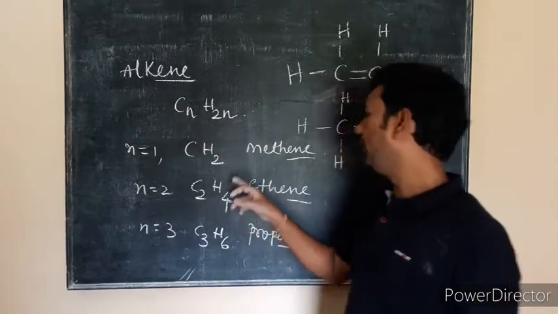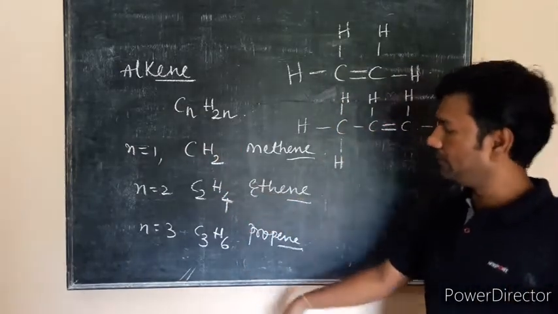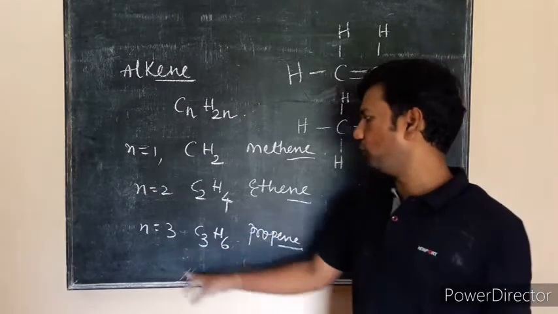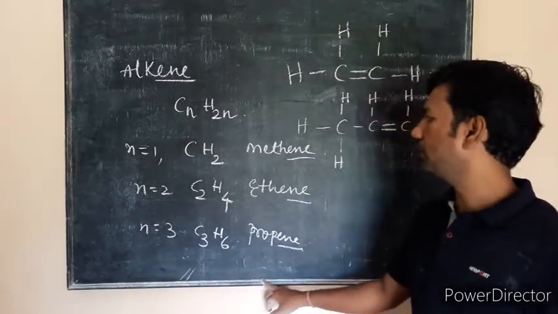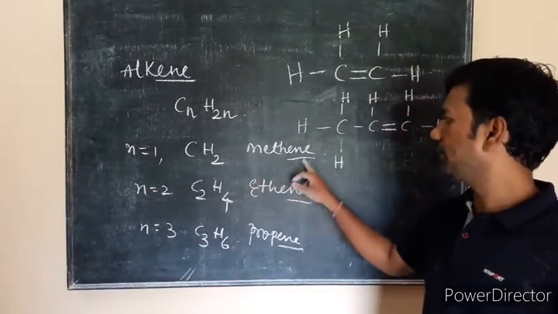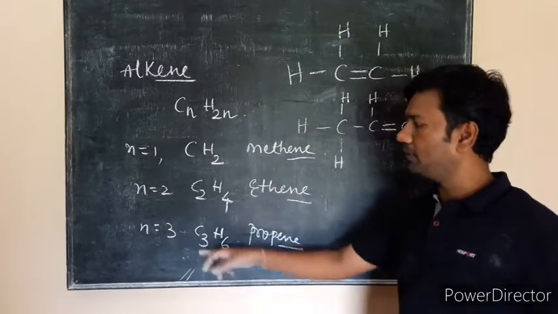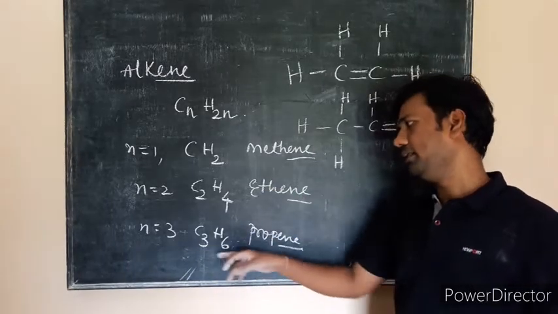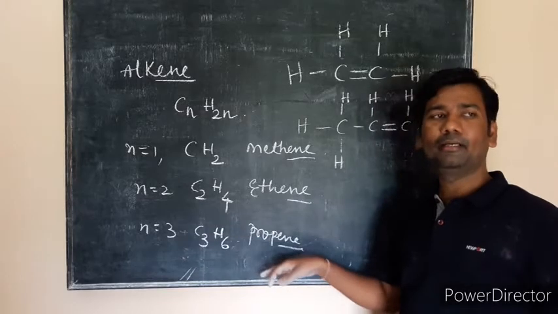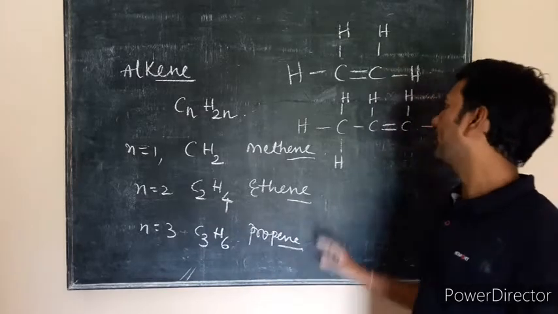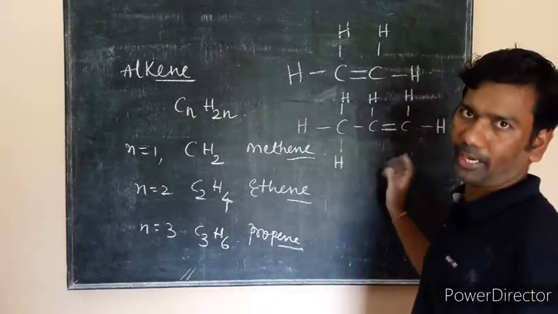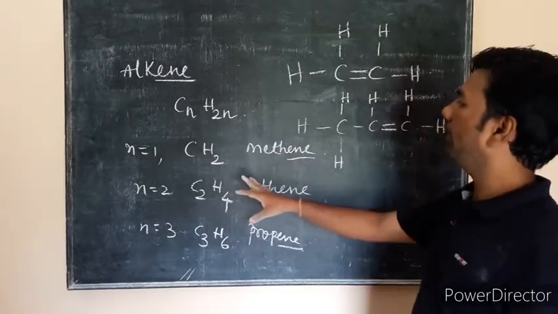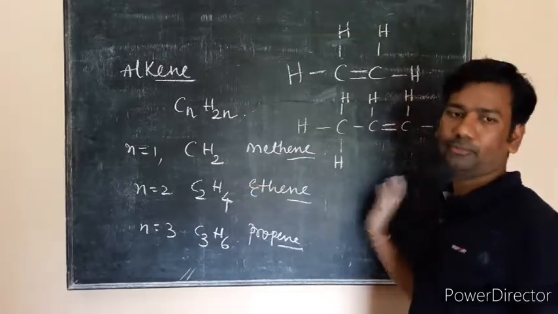CnH2n is the general formula. For n is equal to 4, 5, we can make out the remaining carbon compounds. So methene, ethene, propene. Similarly n is equal to 4, butene, n is equal to 5, pentene, then hexene, heptene. You can make any carbon compound and its structure.